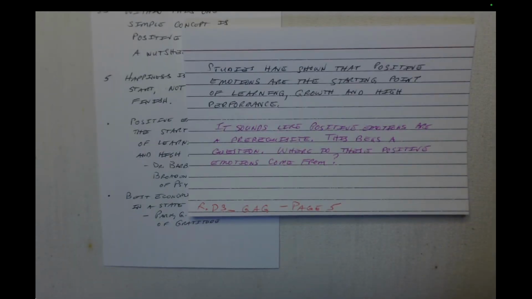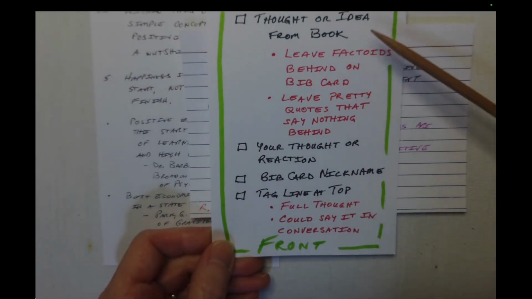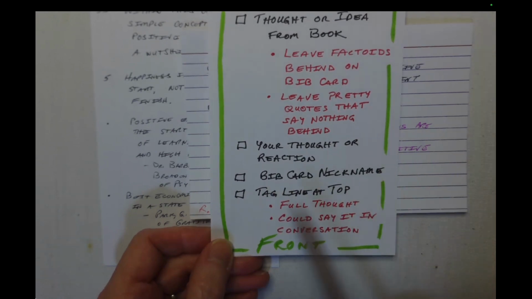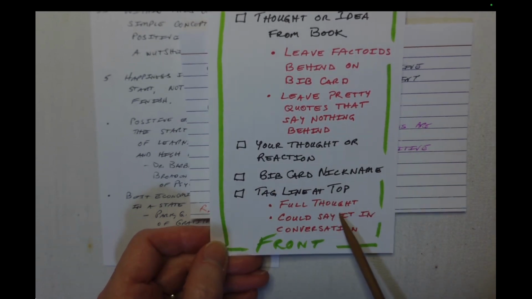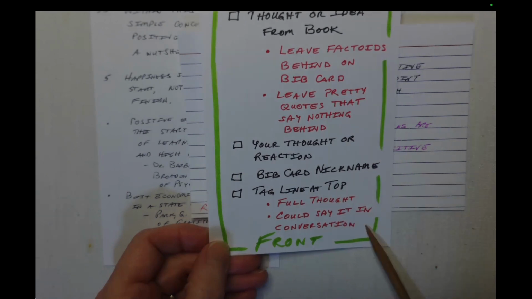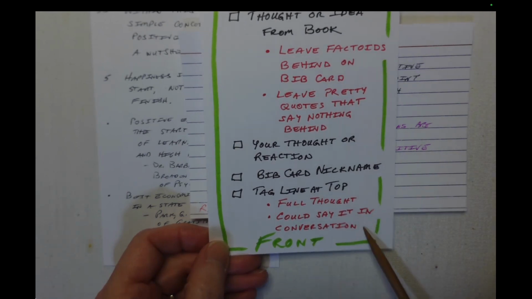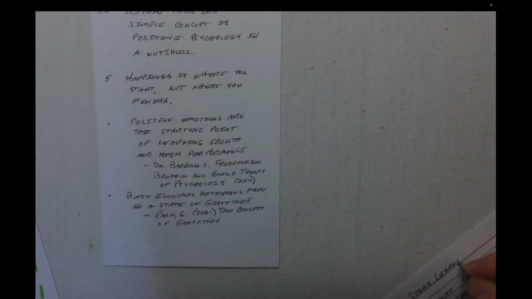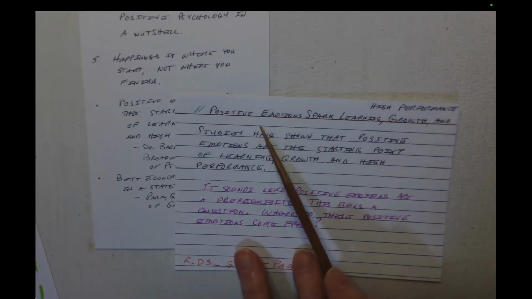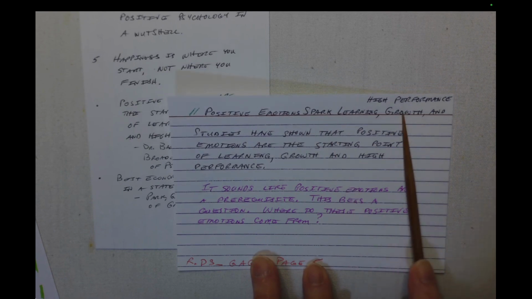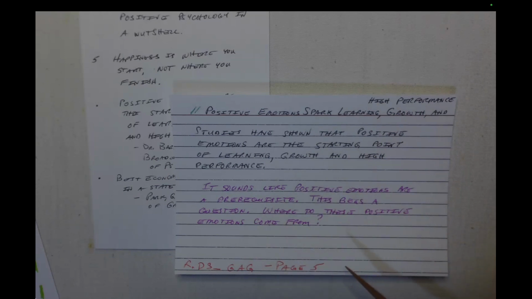Right. So now where am I in the process? I've got three things. I've got the thought or idea, my thought, and I've just added the bib card nickname. Now I need to add the all-important tagline at the top of the card. It's going to be a full thought. I could walk up to someone in a conversation and say it, and people wouldn't just stare at me. Now I've added my tagline, positive emotions spark learning, growth, and high performance. So here is my completed main card.